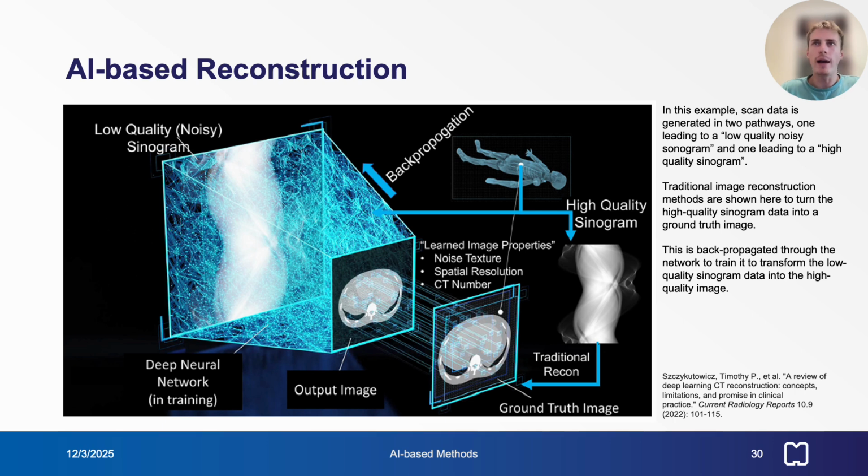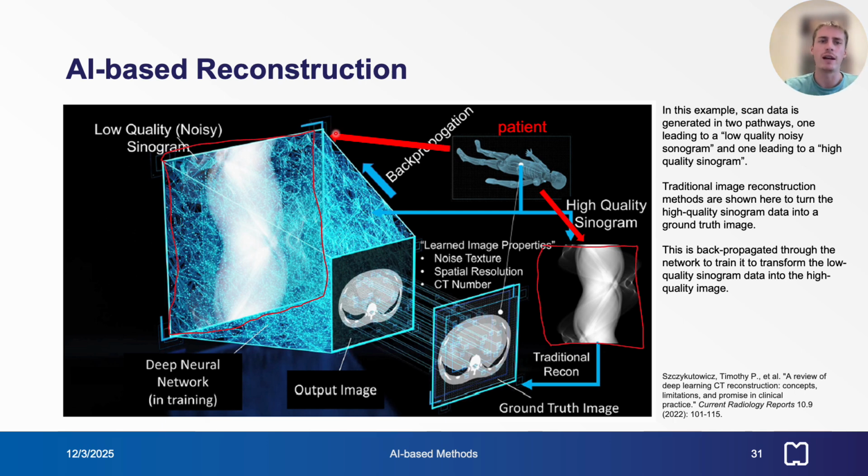So to get more of a feel for how these models work, let's unpack this diagram a little bit. So first, let's say we have a patient that looks like this, and we image this patient using a CT scanner and we generate a high quality sinogram as normal. Let's say we either acquire the same scan again using different acquisition parameters, or we simulate and artificially generate noise and get a low quality noisy sinogram. So in doing this, we've now generated our paired data sets.